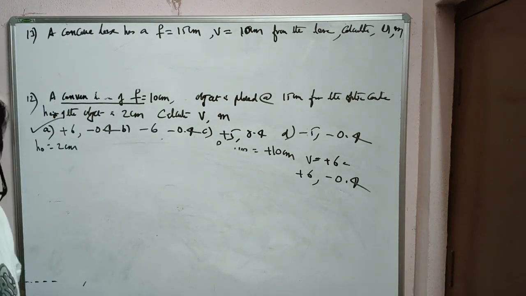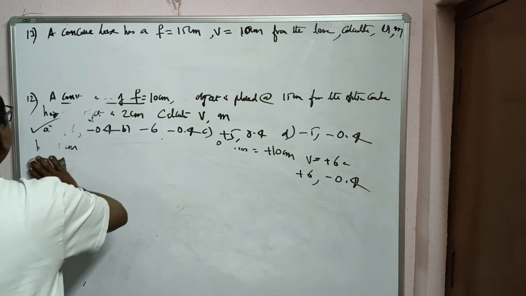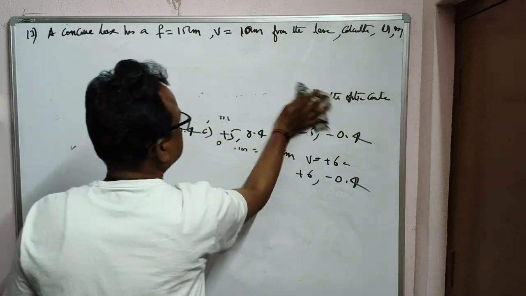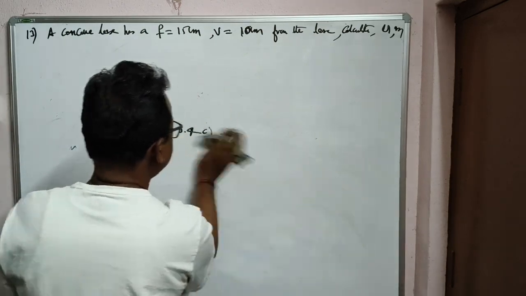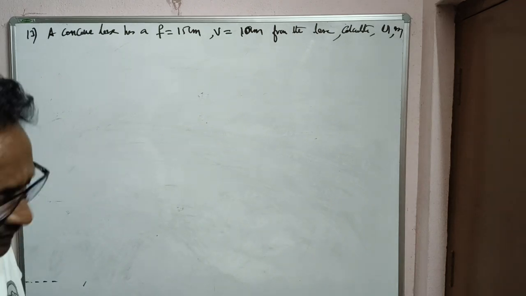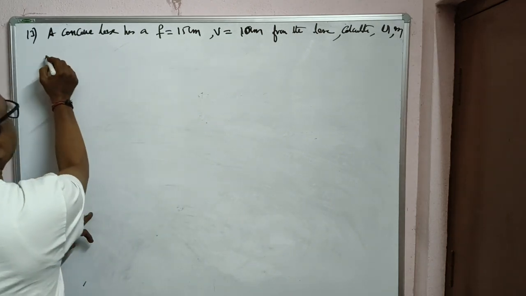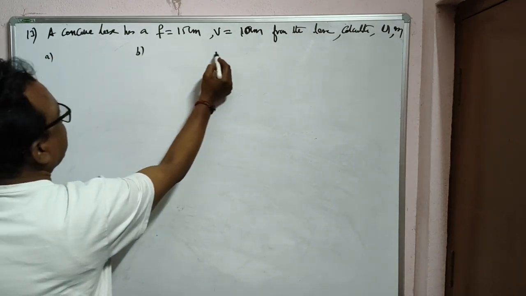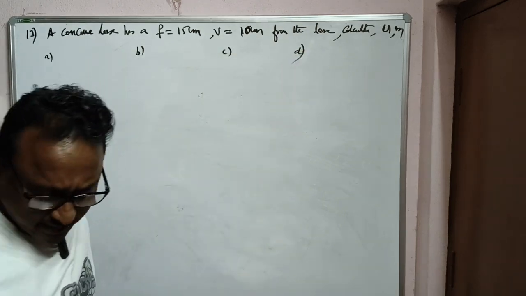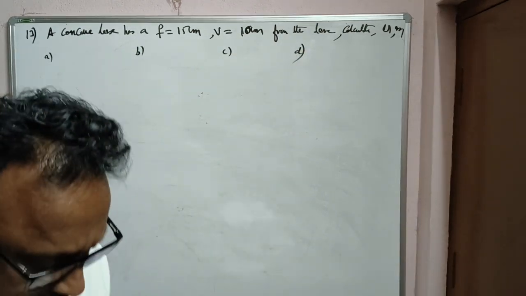Okay, let us try this 13th question. Very interesting one. A concave lens is given, and the answers are also given, A, B, C, D. You can try. Note down the answers also, please.